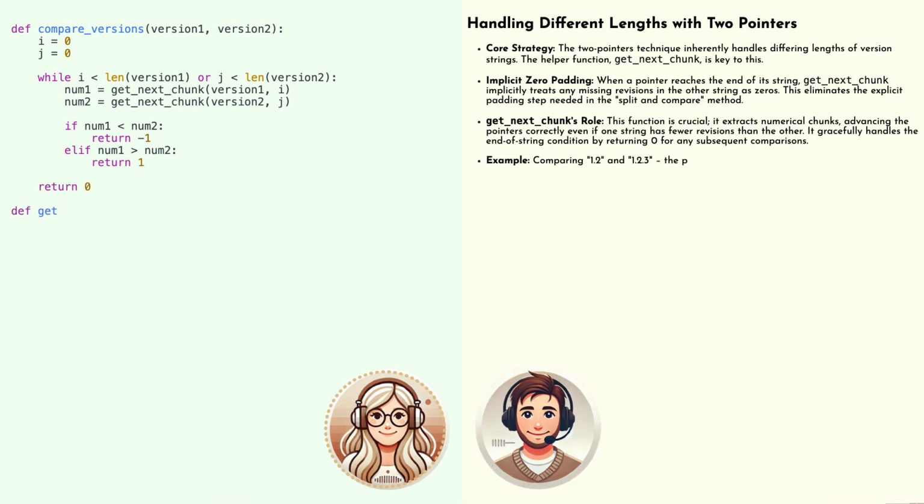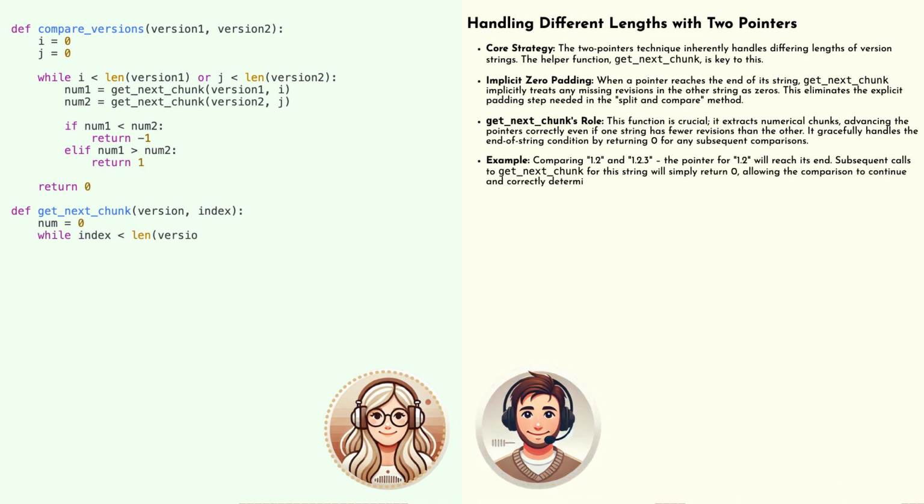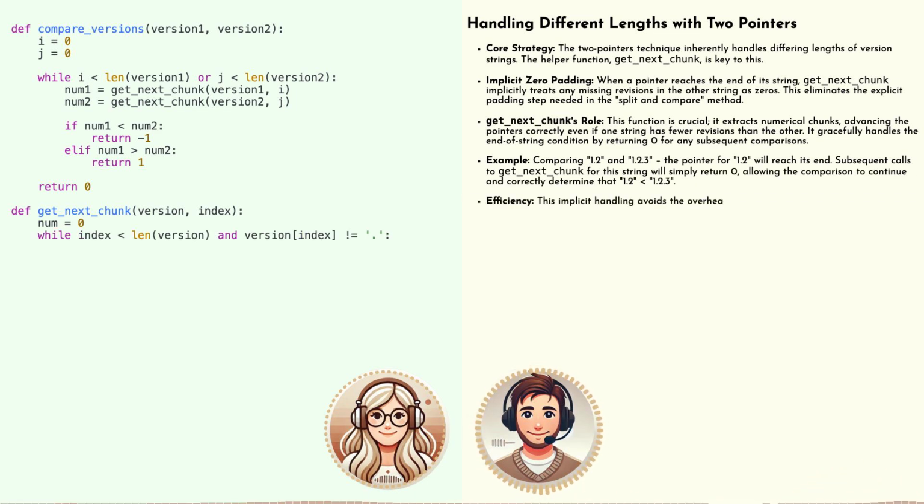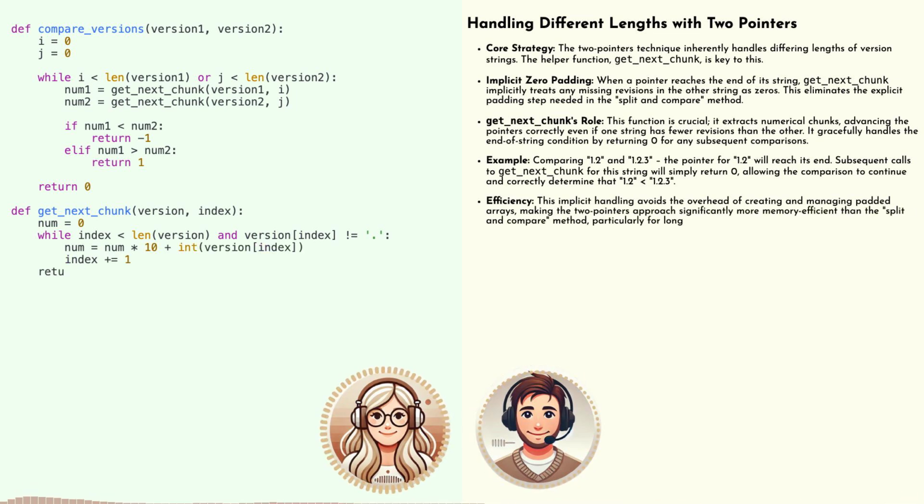Okay, I really like it. I'm curious, what happens when our pointers reach the end of one string, but not the other? Oh, that's a great question. That's a very crucial point. We've got to handle that case, where the strings have different numbers of components. Remember that padding we talked about earlier? Right, where we add those zeros to the shorter string. Well, we don't actually need to pad the string explicitly. We can just do it implicitly as we're doing the two pointers method.